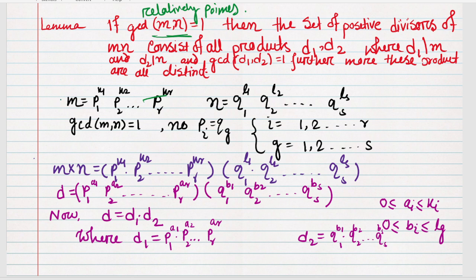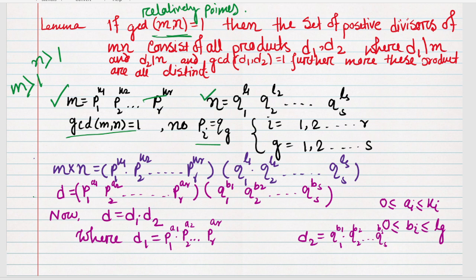So initially we can take m greater than 1 and n also greater than 1. Then there exists a prime factorization of m and n. We wrote here the prime factorization of m and n, and we have the GCD of m and n equal to 1. So there must not be any pi equal to qj. Now if we find the product of m times n, we have this.